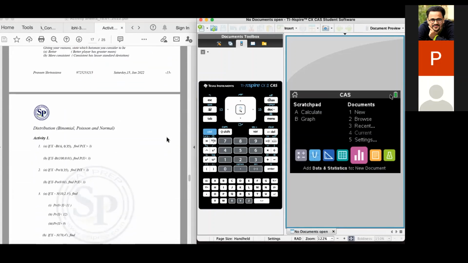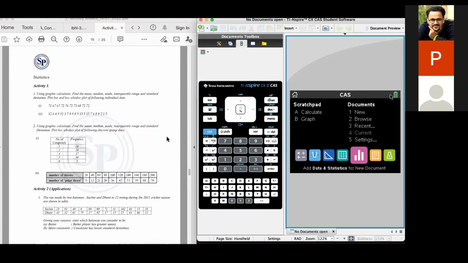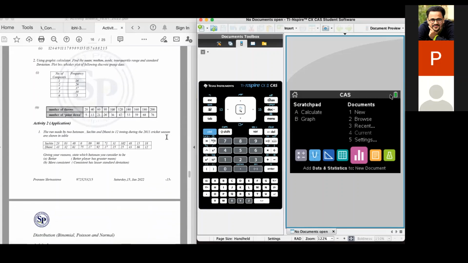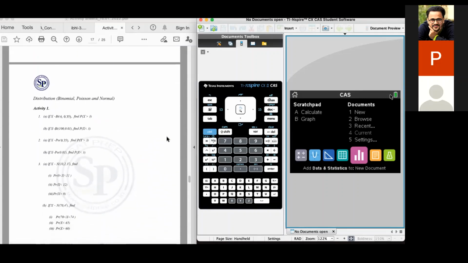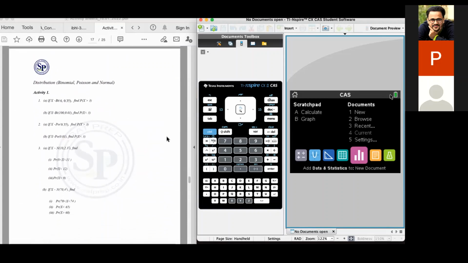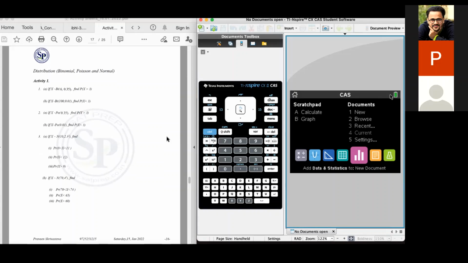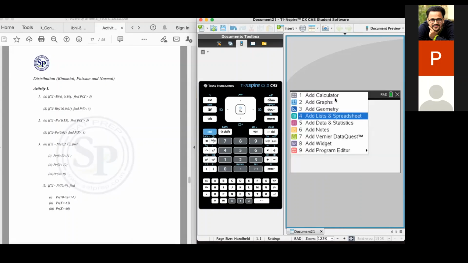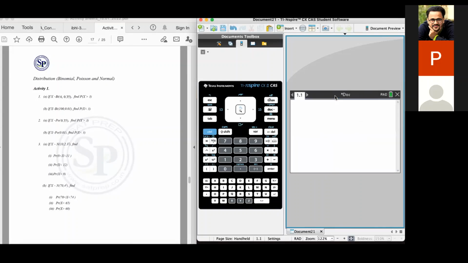Here, the first thing you can see is the statistics part, where you enter your data and then you can get the mean, median, mode. The second feature is the binomial, normal and Poisson distributions, where we need to calculate the probability. Particularly when we are discussing the model functions, we will be using the calculator mode here.